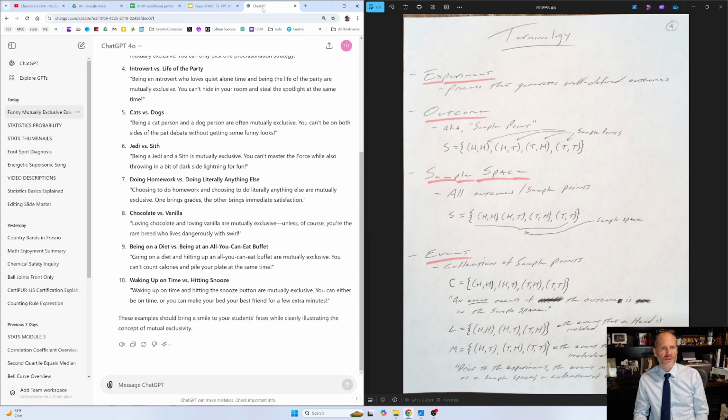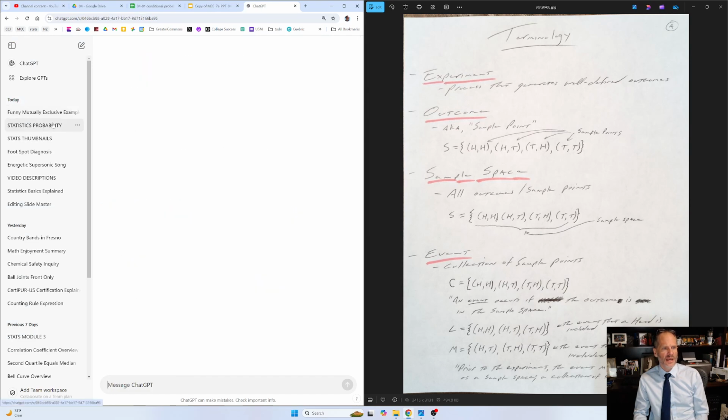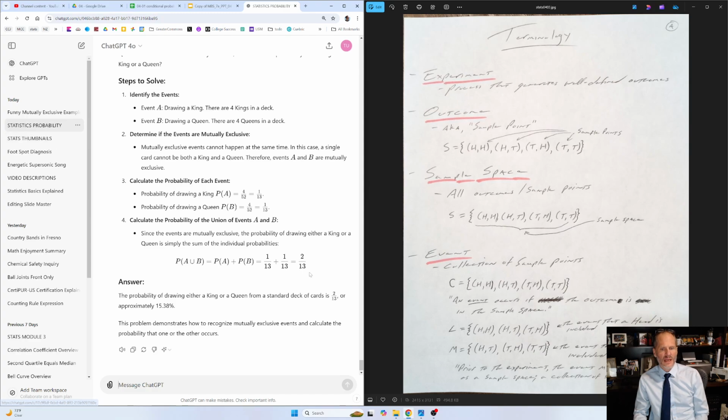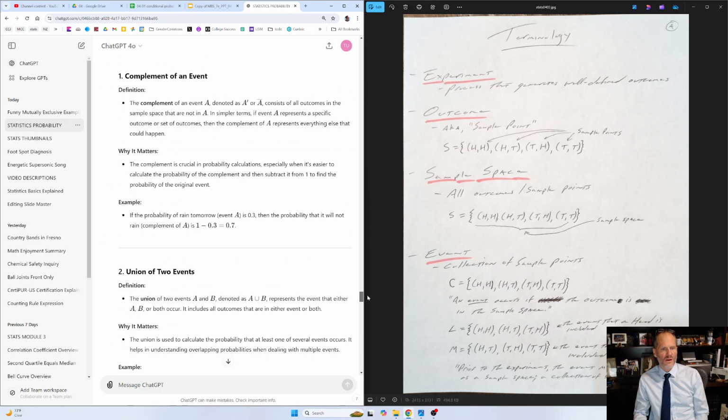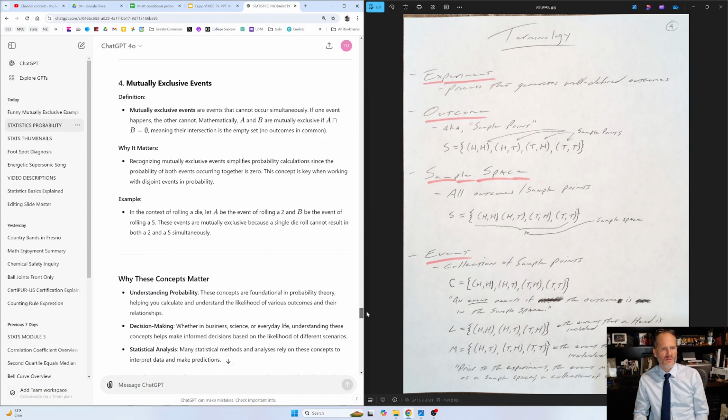So those are some examples. Now I want to show you the definition that ChatGPT gives for mutually exclusive, which is right here. It's pretty much everything I just said.